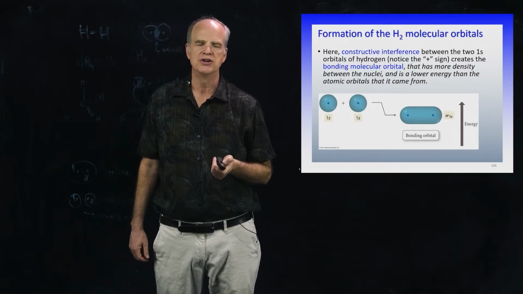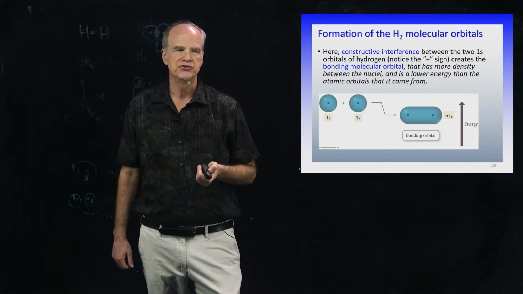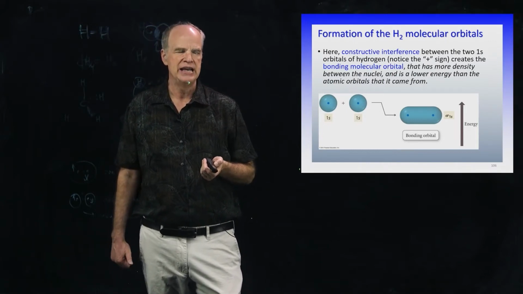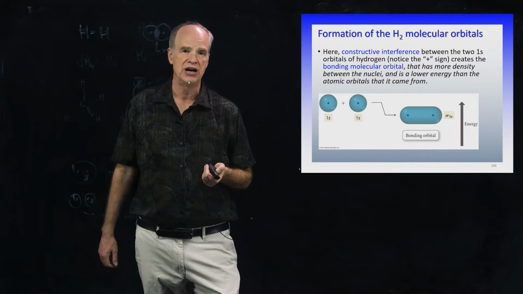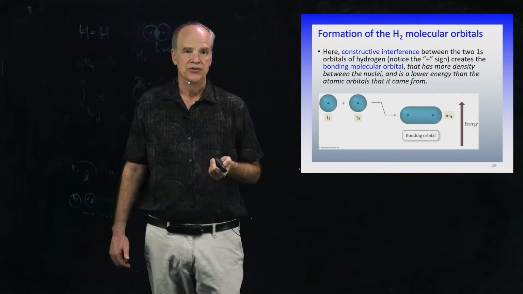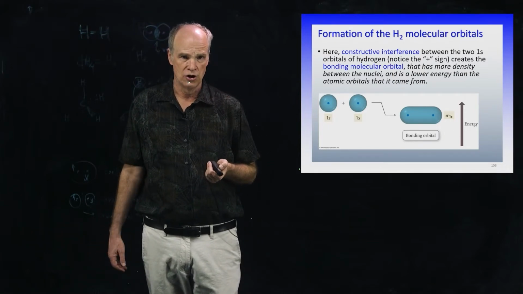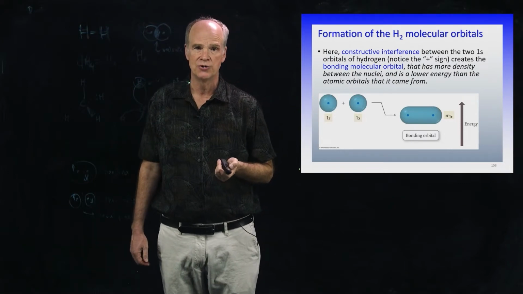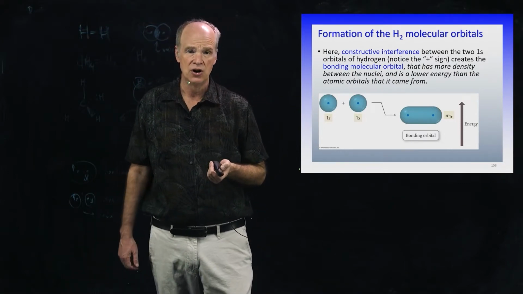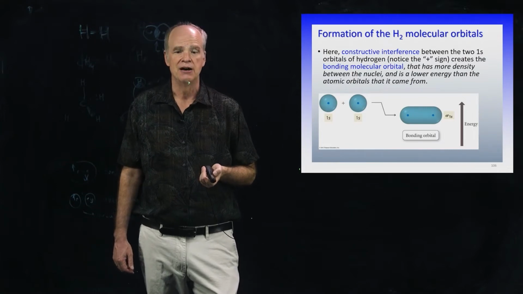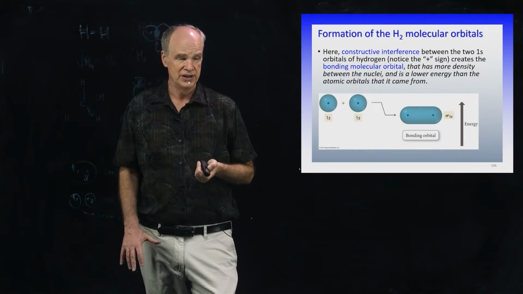Now, the thing I want you to notice is that this is drawn out on an energy diagram. Notice that energy, or potential energy, is on the y-axis. What you'll see is that this new molecular orbital you get by mixing these two 1s orbitals constructively has a lower energy than the atomic 1s orbitals have themselves. That is important to keep in mind.